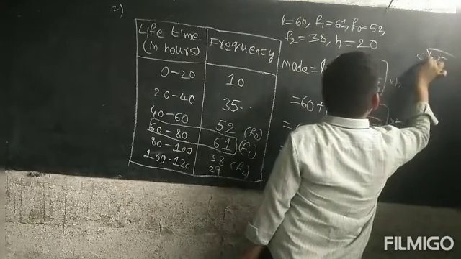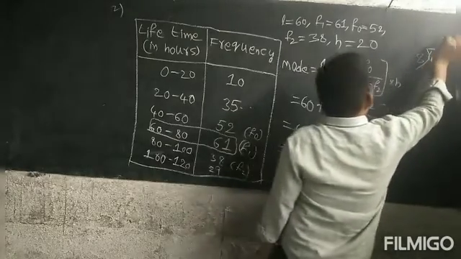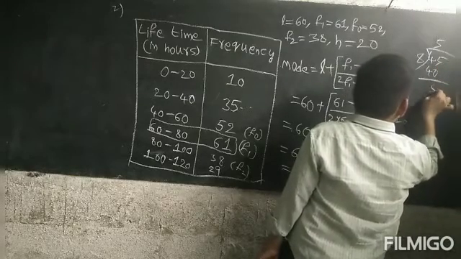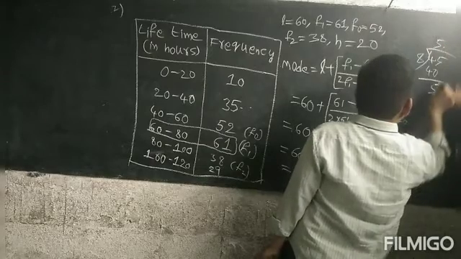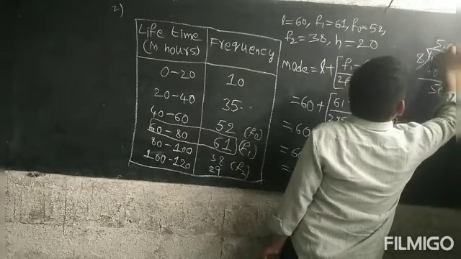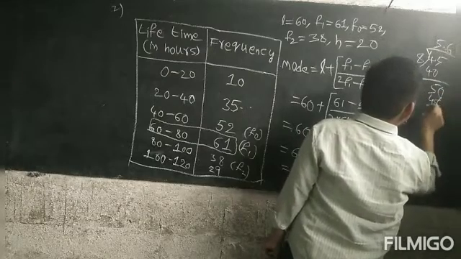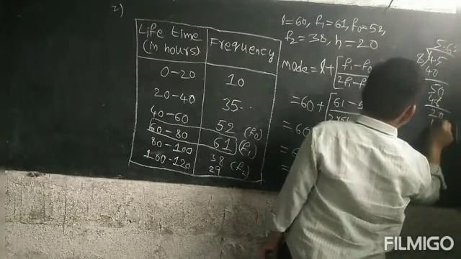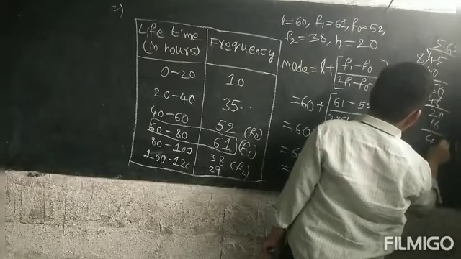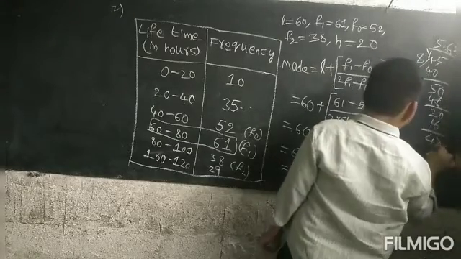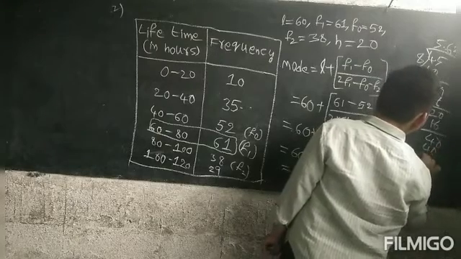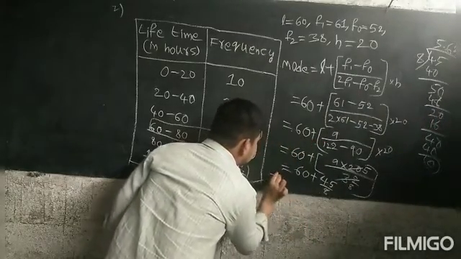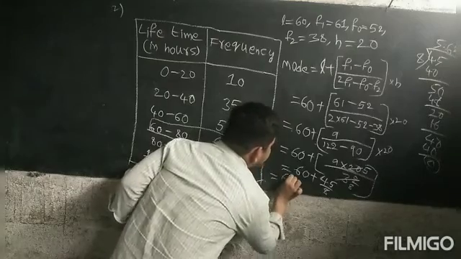45 by 8: 8 fives are 40, remainder 5. Put a decimal point. 50, 8 sixes are 48, remainder 2. 20, 8 twos are 16, remainder 4. 40, 8 fives are 40. So the division answer is 5.625.